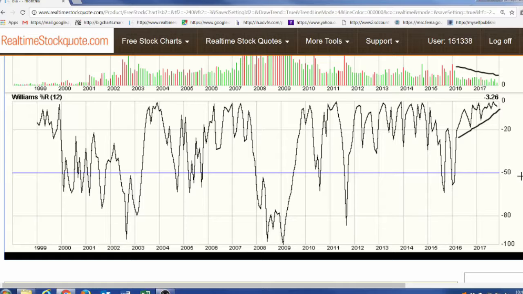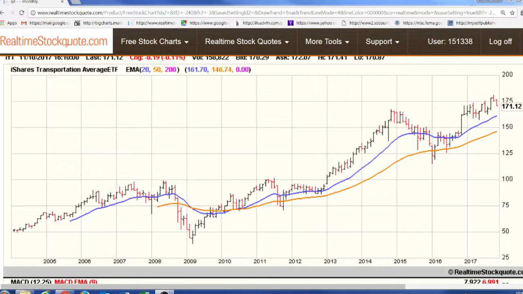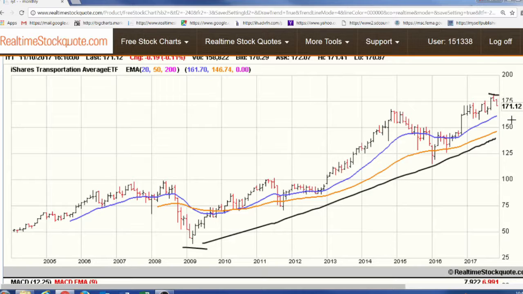So let's now go ahead and take a look at the transports, IYT. Simply looking at the 20-year chart on IYT, it looks very healthy. It looks like we've bottomed again in 2009 with a very good upward trend all the way through the current levels. It looks like we hit a record high perhaps on Thursday with a slight pullback on Friday to the current point at 171.12, and we're riding above the 20, the 50, and the 200 EMAs.